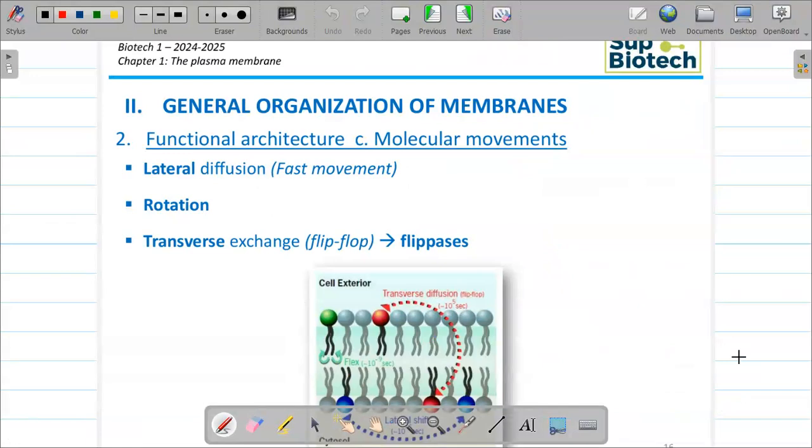Okay, I'll show you one small experiment which they have done on the plasma membrane to know what fluidity is. Then you can understand the role of flippases or transverse exchanges. For this, one theory is there.